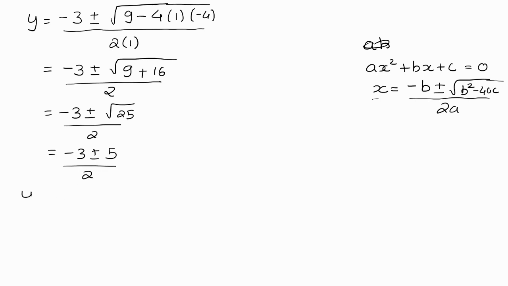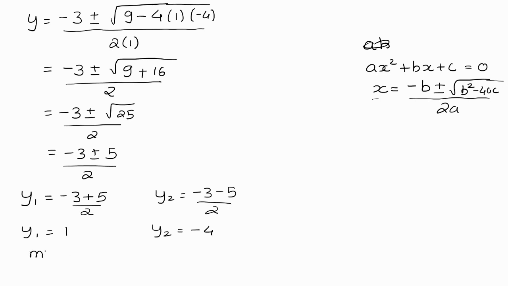So what will it be? My two roots: y1 is equal to minus 3 plus 5 upon 2, and y2 will be minus 3 minus 5 upon 2. Okay, so y1 will be 5 minus 3, that is 2 by 2, that is 1. y2 will be minus 4. Now, what were these y1 and y2? My m square finally. Yes, y was m square.